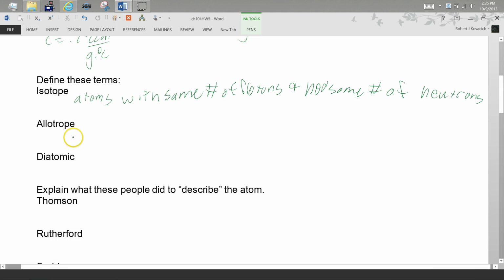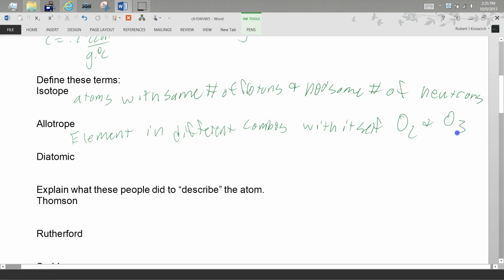Allotropes? Same molecule, different number of atoms. Don't say molecule though. Same atom, different combinations. I like that. An example is O2 and O3. Yep. So I've got O2 and O3. So they're just oxygen, but they're different combinations. One's a pair and one's a triad.